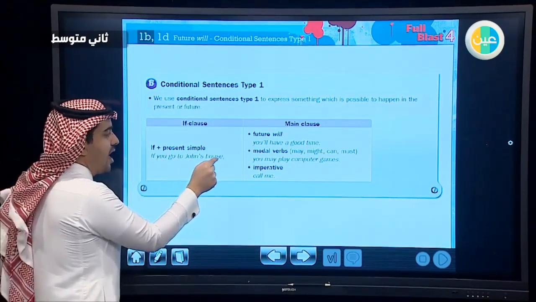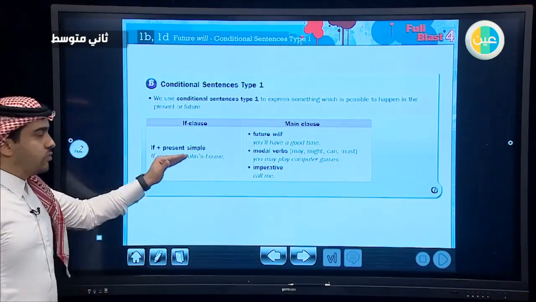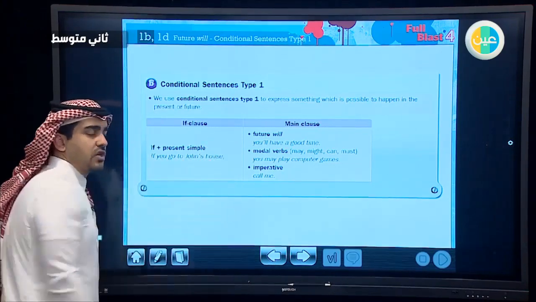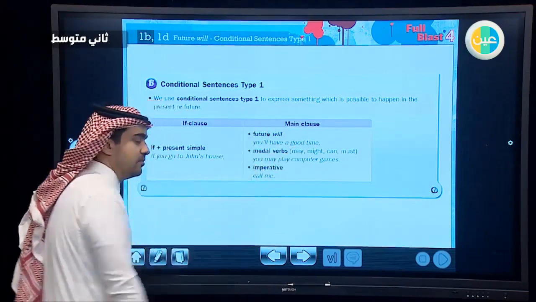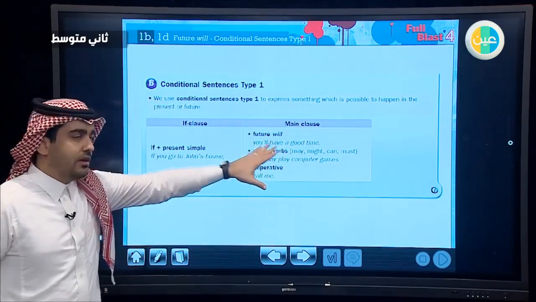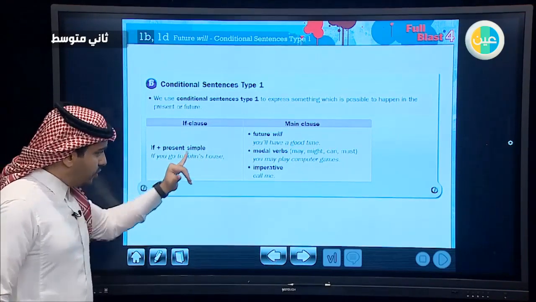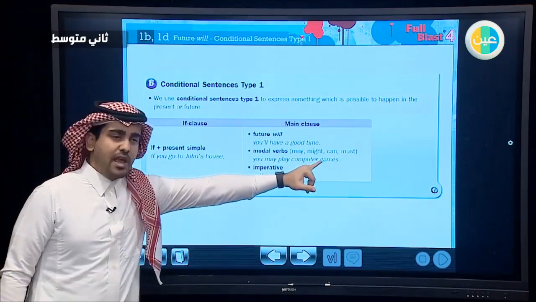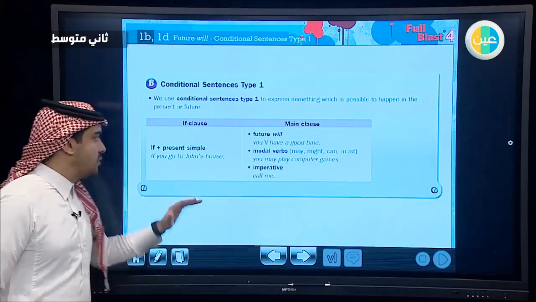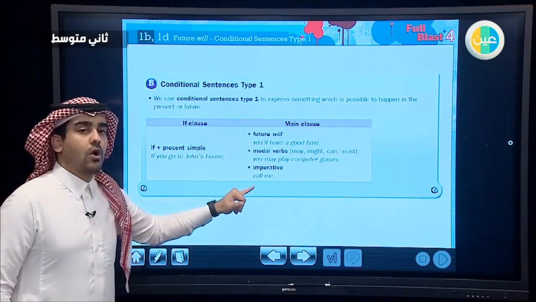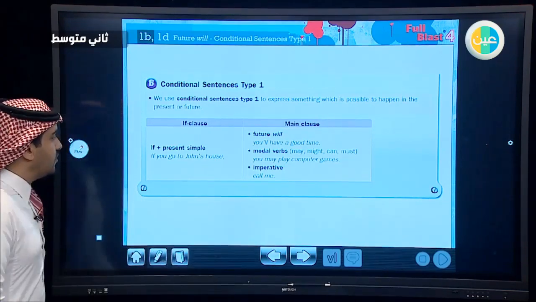If you go to John's house, what will happen? Okay, if you go to John's house, three things could happen. The first one, if you go to John's house, you will have a good time. So this is the future with will. Or I could also say, if you go to John's house, you may play computer games. This is using the modal verb. And to use imperative, we can say, if you go to John's house, call me, because I would like to join you.